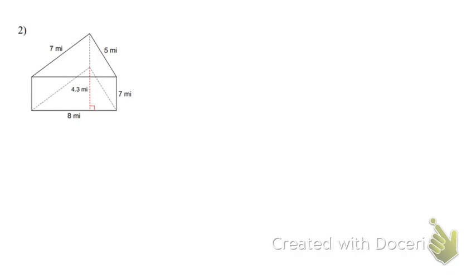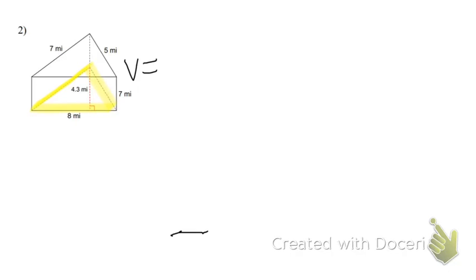Okay, number 2. This is also a prism because you have a matching top and bottom. The base in this case would be the triangular bottom and matching top. So we're still going to use the same formula: volume equals capital B times H.